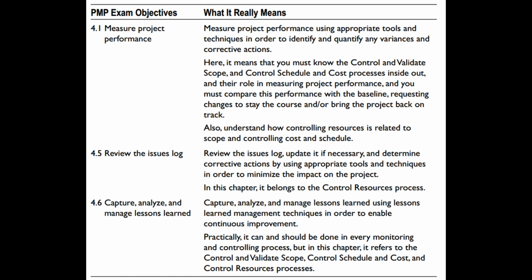4.1 Measure project performance. Measure project performance using appropriate tools and techniques in order to identify and quantify any variances and corrective actions. Here, it means that you must know the control and validate scope and control schedule and cost processes inside out, and their role in measuring project performance, and you must compare this performance with the baseline, requesting changes to stay the course and/or bring the project back on track. Also, understand how controlling resources is related to scope and controlling cost and schedule.